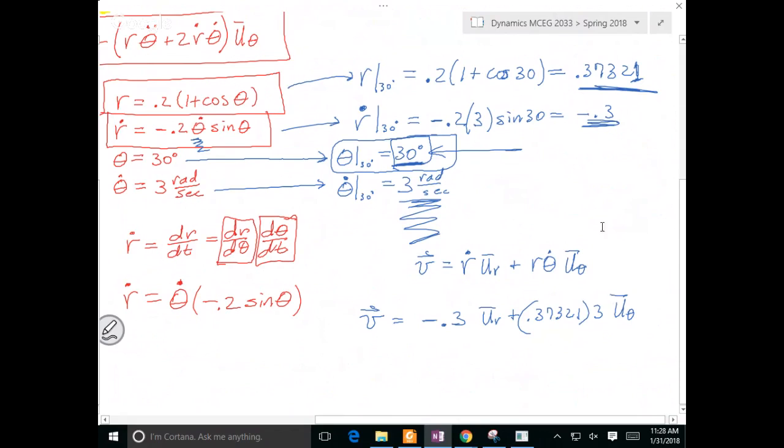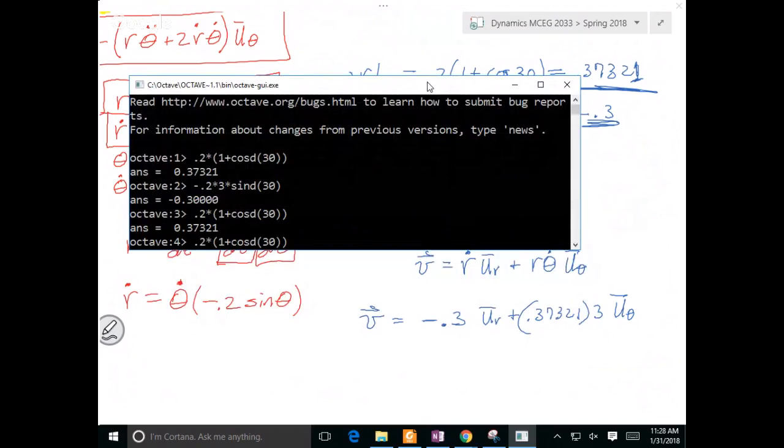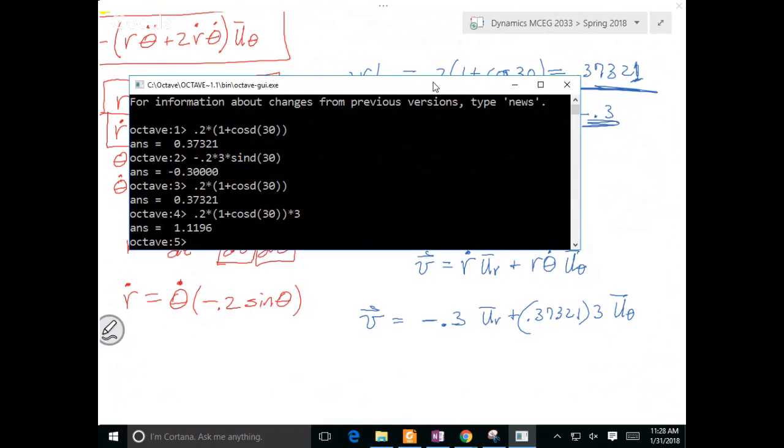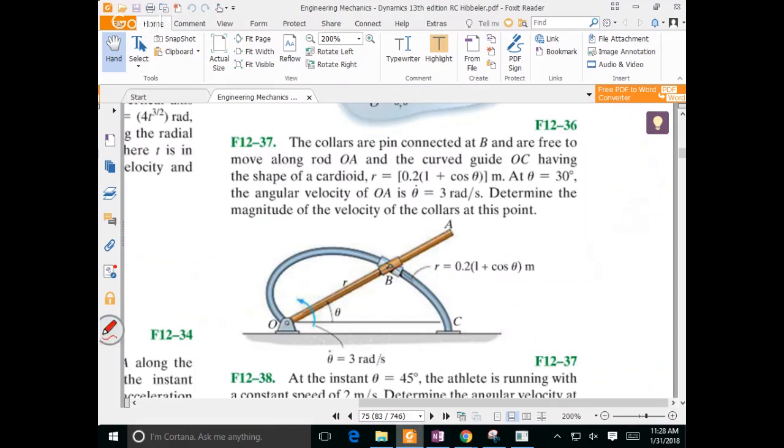So if you wanted to go further, you could say that's that, times 3, 1.1196. So this is the solution you get. Now let's check it, and then I'll come back and ask you something else. Let's check it. It is 1237. Okay, it's 1237. Remember that.